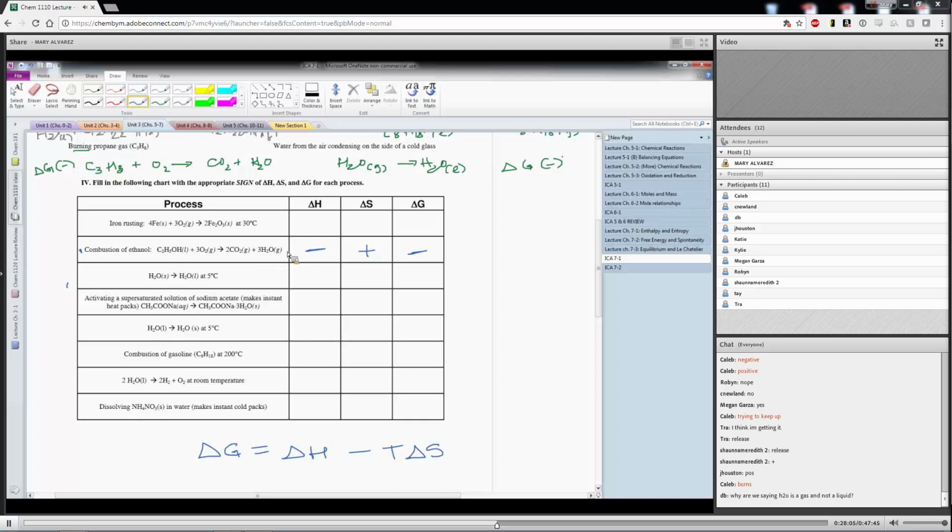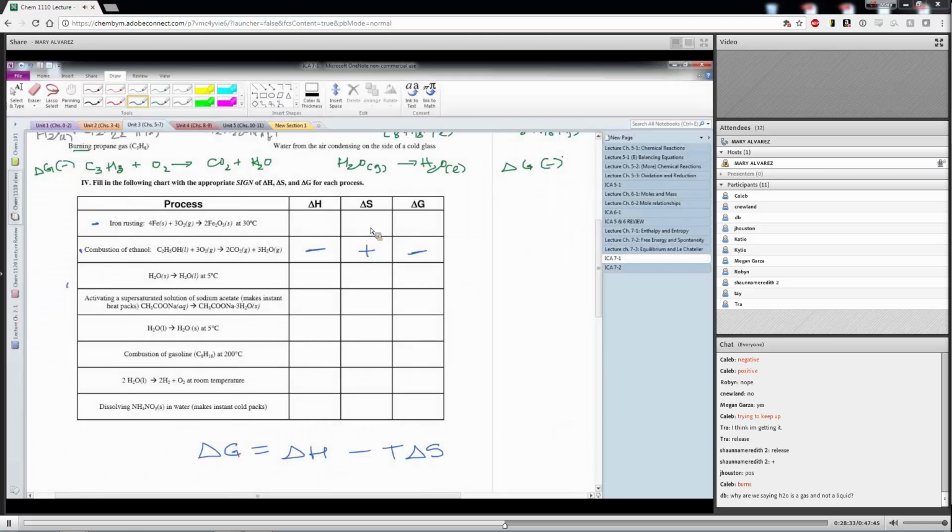Okay, let's look at iron rusting. We'll assign the ones we do know and then see if we can deduce the ones we don't. Okay, so iron rusting, here's the process. I don't think we know anything about the change in heat for iron rusting. It's a slow enough process that if it does release or absorb heat, we can't really feel that happening. So let's skip on to delta S.